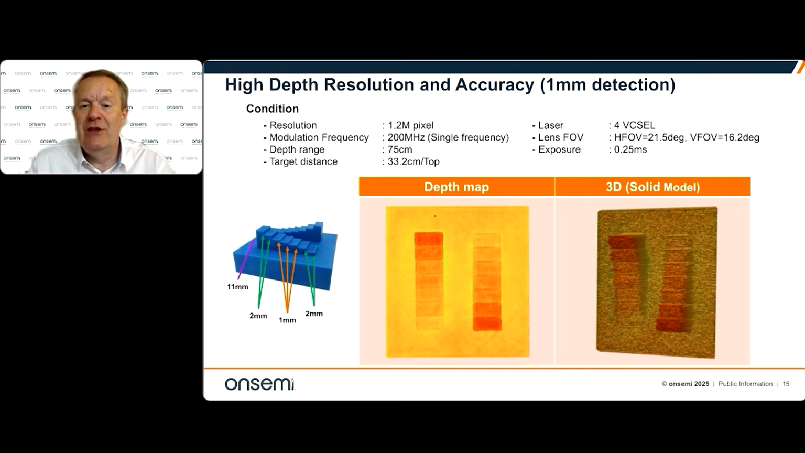So in this case, this is working with 4 pixels, the exposure time of 250 milliseconds. So you can clearly see that we are quite easily determining that 1 millimeter depth. This is the depth map, which is a false color depth map, and a 3D solid model that also comes out of this. So you're getting a lot of information coming out of the sensor, which you get out of a standard iToF sensor.